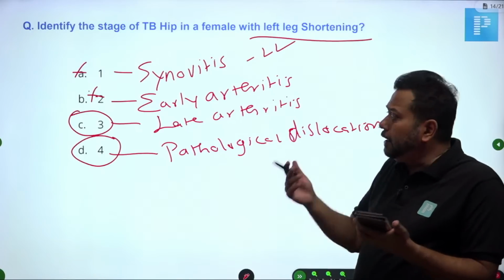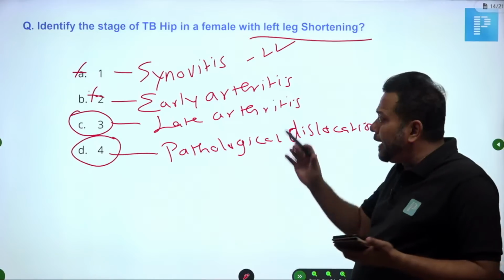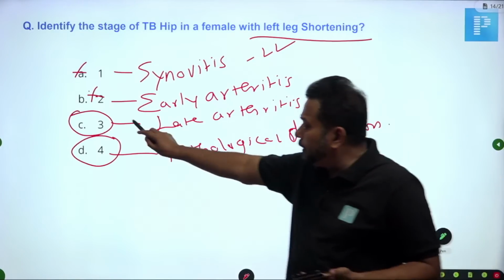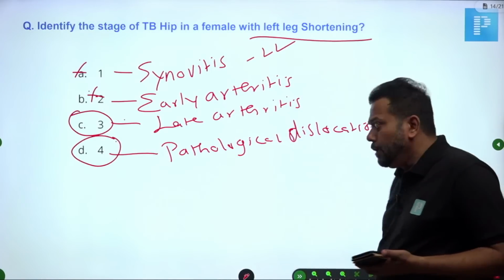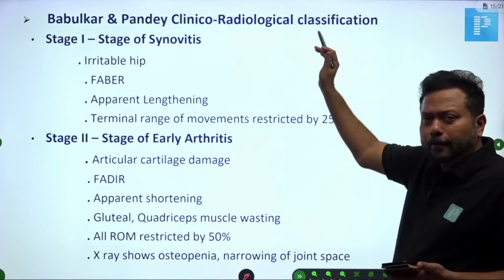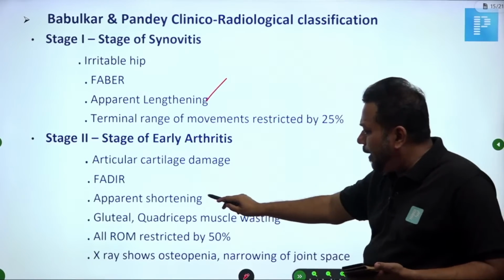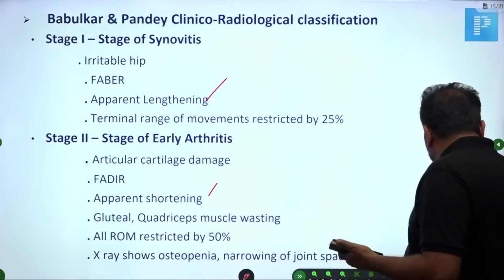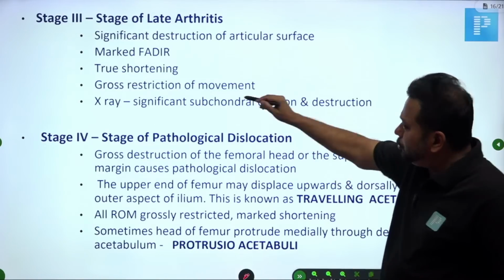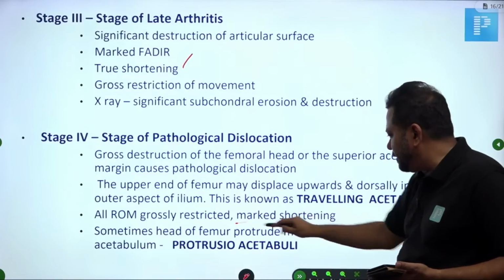Okay, and I heard they had given a diagram for this. Dear friends, if I get the proper diagram, to some extent we can rule out whether it is this or this. This is called the Babulkar and Pandey classification. Stage 1, definitely there is apparent lengthening, the stage of synovitis. Stage 2, apparent shortening, not true shortening. Stage 3, true shortening is there. Pathological dislocation, marked shortening is there.